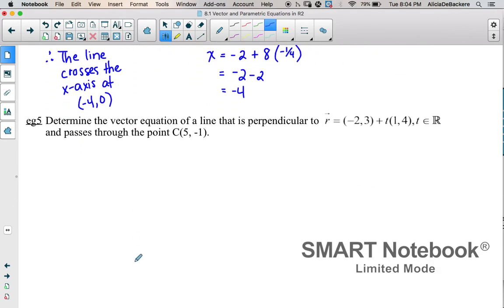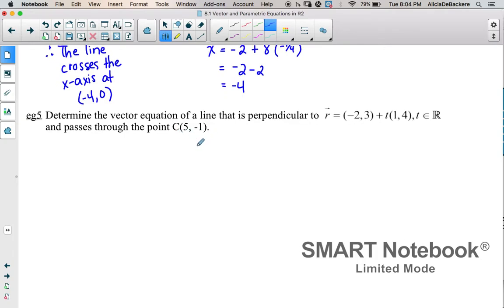All right, example 5, I'm determining the vector equation of a line that is perpendicular to this line and passes through the point C, 5, -1. Okay, so this is not the line I'm looking for. This is a totally different line. It's actually perpendicular to the line that I'm looking for.